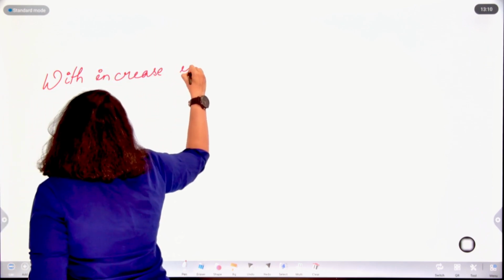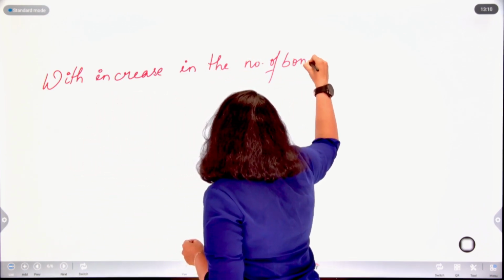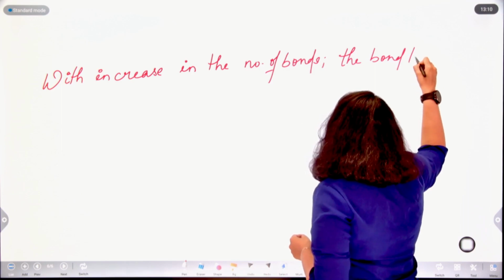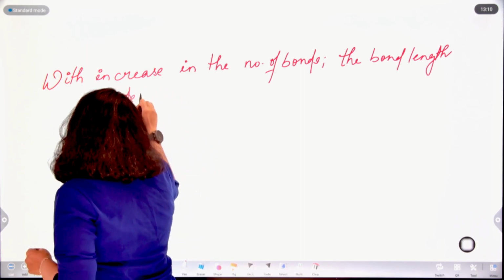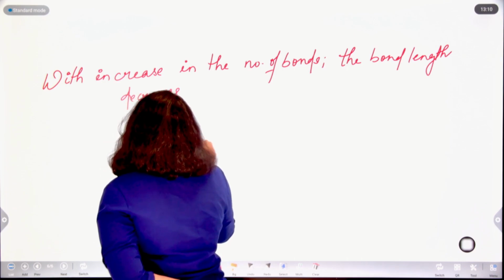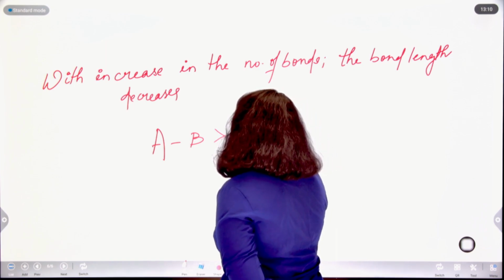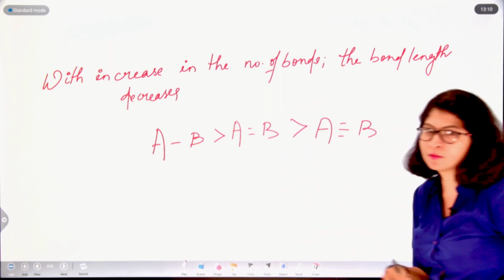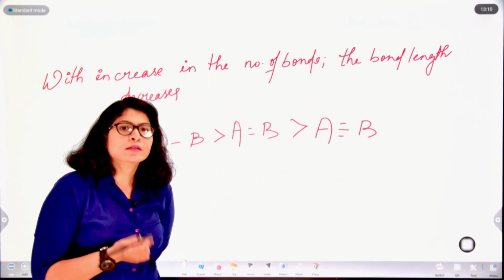the bond length decreases. Okay, in a single bond, the bond length is greater. They start forming a double bond, bond length decreases. With a triple bond, the bond length further decreases. Okay, so with increase in the number of bonds, or multiplicity of the bond, the bond length decreases.